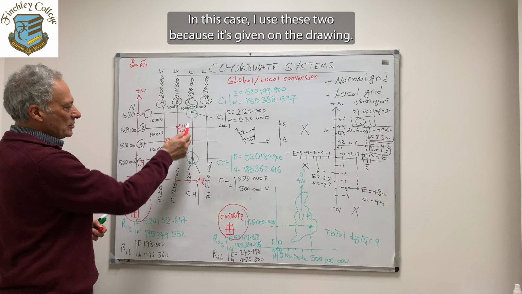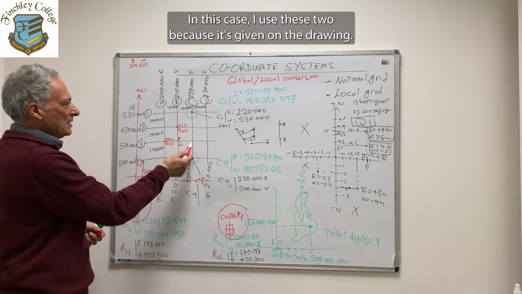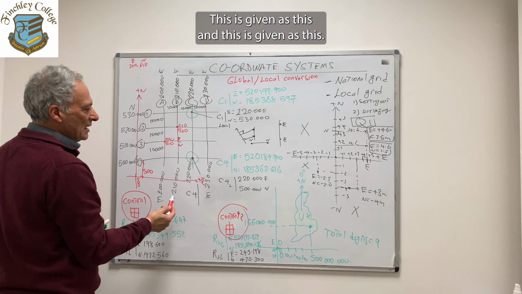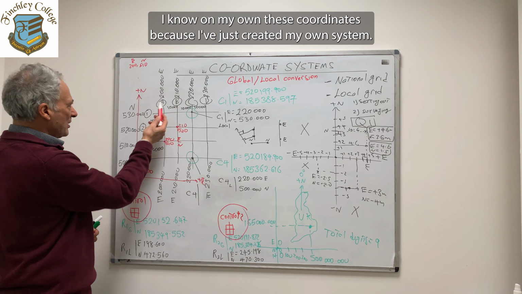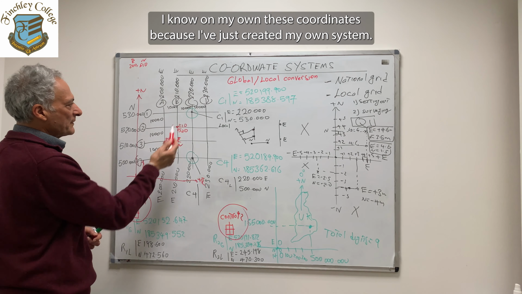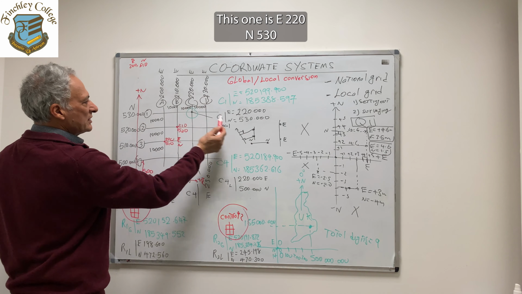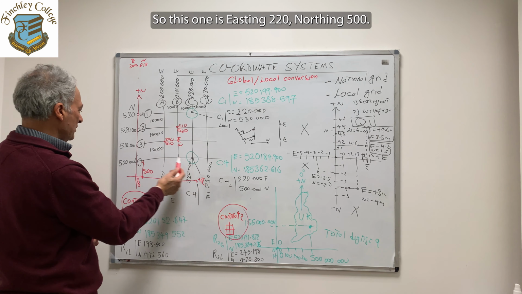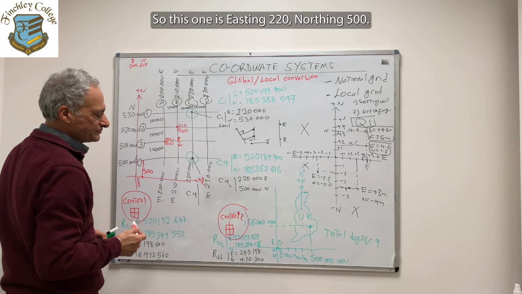In this case, I use these 2 because it's given. On the drawing, this is given at this, and this is given at this. I know these coordinates because I've just created my own system. This one is easting 220, northing 530. This one is easting 220, northing 500.